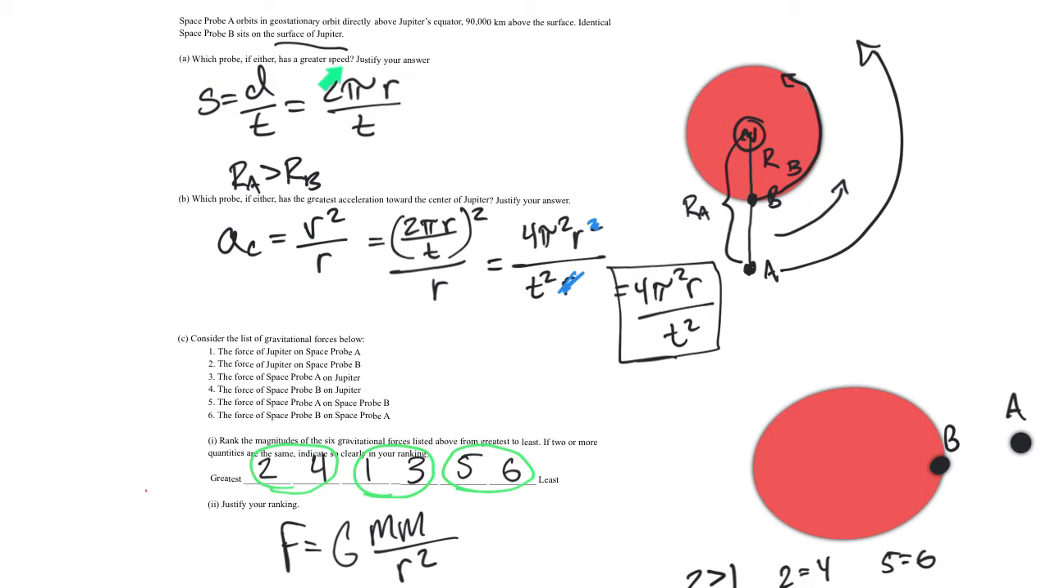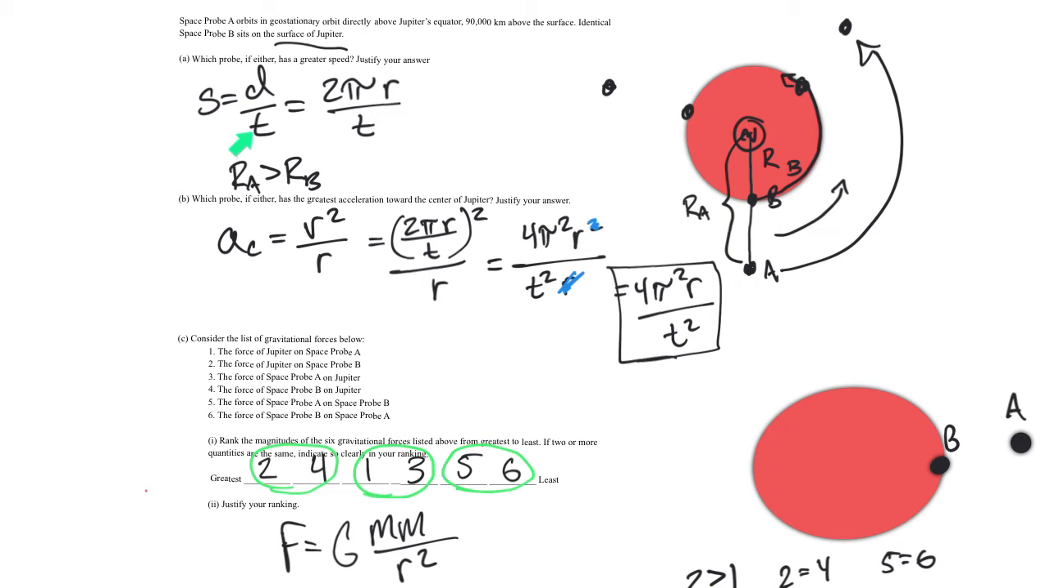Which probe, if either, has a greater speed? Justify your answer. So the speed is distance over time, and you can think of it as B and A make one complete rotation in the same amount of time. If A is geostationary above Jupiter's equator, then as Jupiter spins around one time, this probe is always going to be above it. So at this point, if this is where B is, A is right here. If B is here, A is right there. So they're going to make one rotation in the same amount of time.